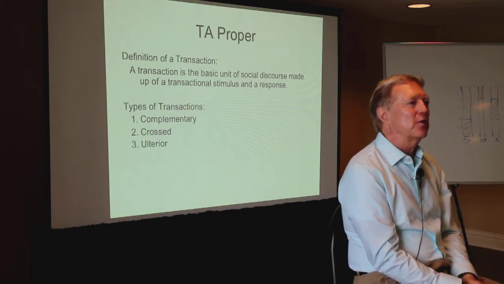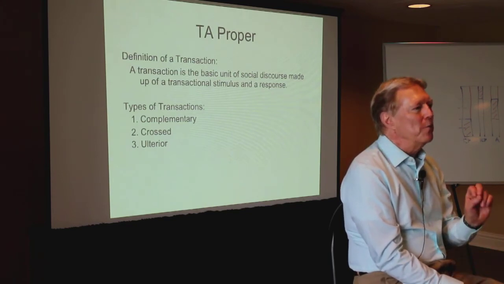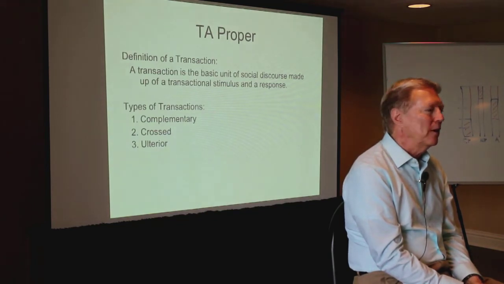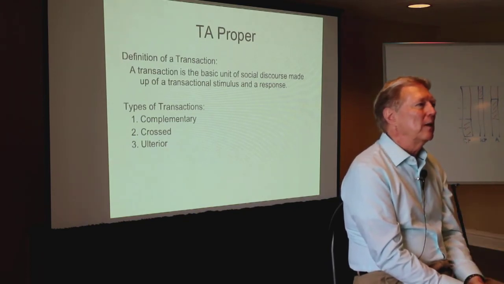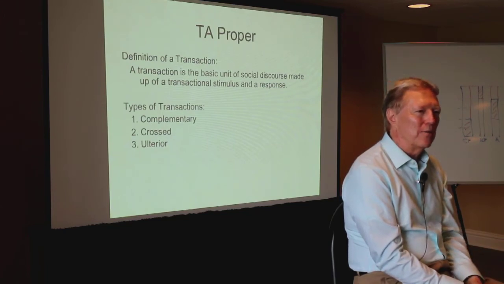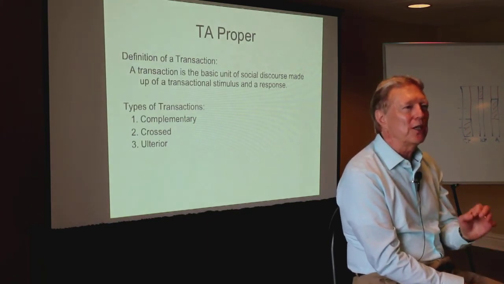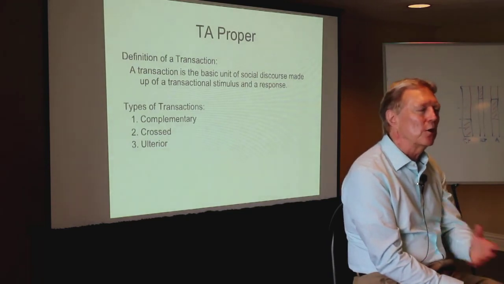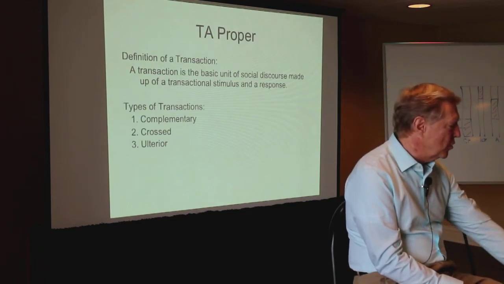The third type of transaction is an ulterior transaction, where there are two different messages being communicated at the same time. One is on the social level, but there's also an implied transaction on the psychological level. And whenever there are ulterior transactions, the most significant message is going to be on the psychological level, because that's the one that's going to determine the behavioral outcome. And I want to diagram these for you just to show you what they look like.